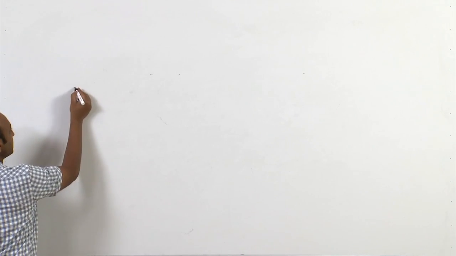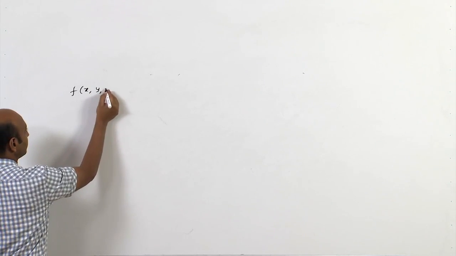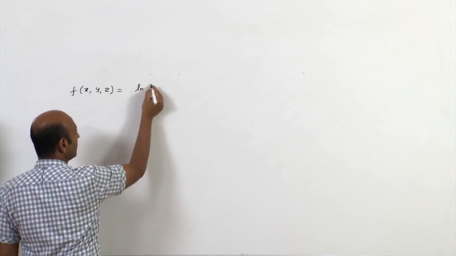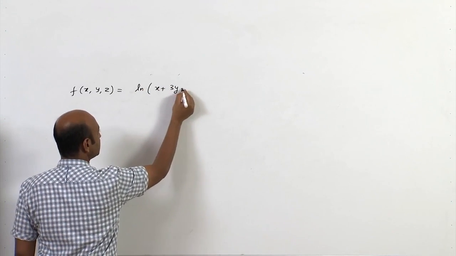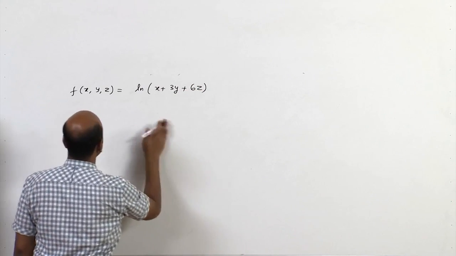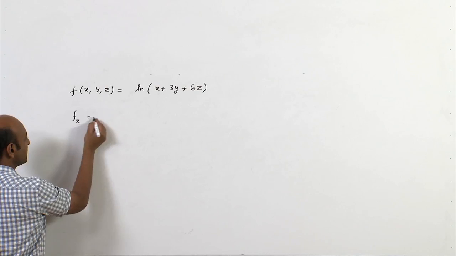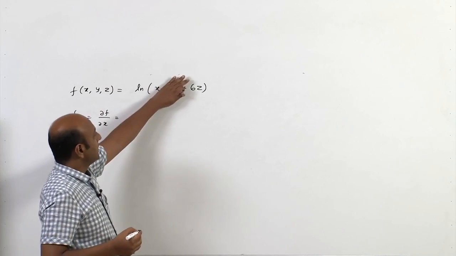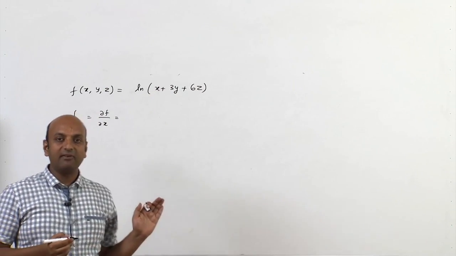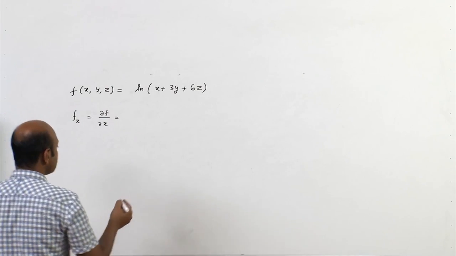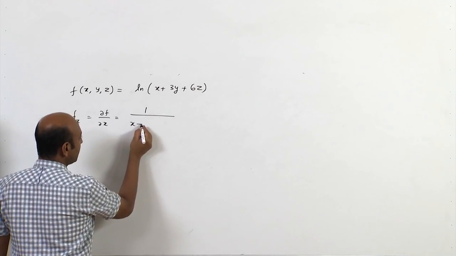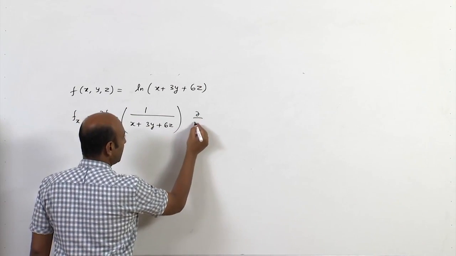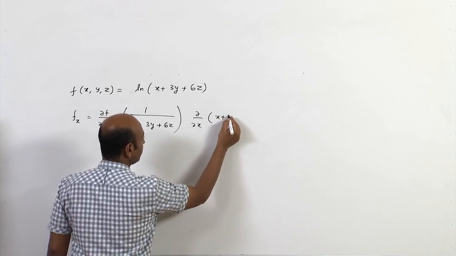Now, suppose f of x, y, z is, the first problem, ln of x plus 3y plus 6z. So, what will be fx? Fx is del f upon del x, and it is log t. The derivative of log t is 1 upon t, that is 1 upon x plus 3y plus 6z, and then del upon del x of t again.